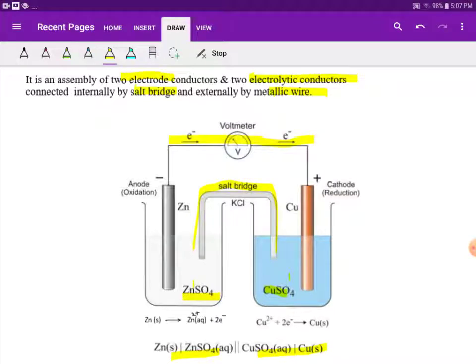We look into the figure. Here, zinc in zinc sulfate solution is acting as the anode, while copper in copper sulfate solution is acting as the cathode. Schematically, it has a representation that will be discussed later in connection with the convention of the galvanic cell.